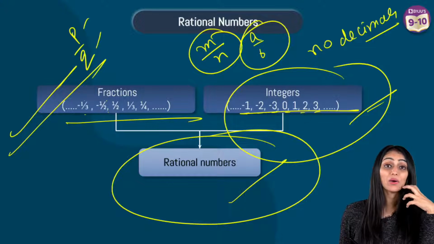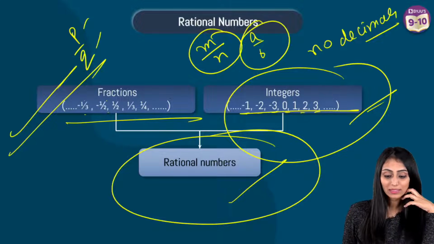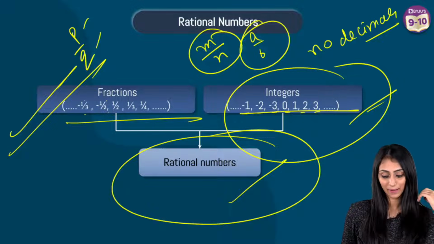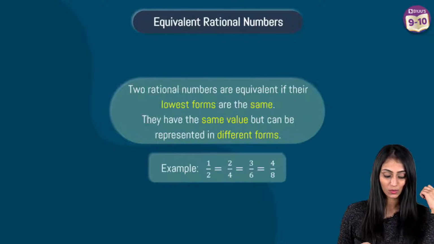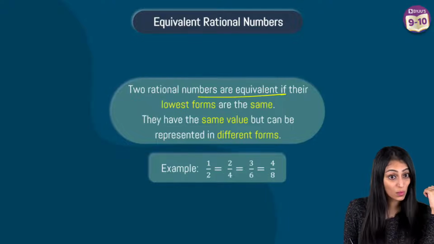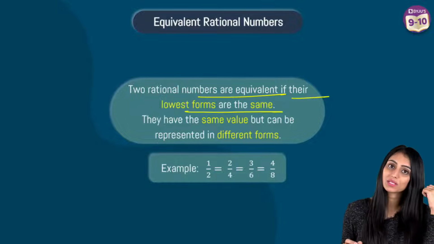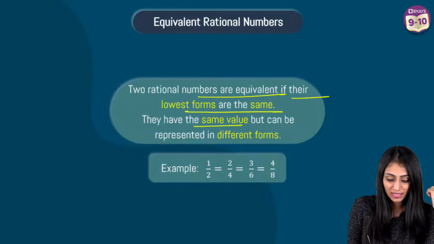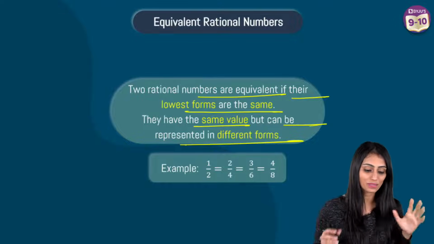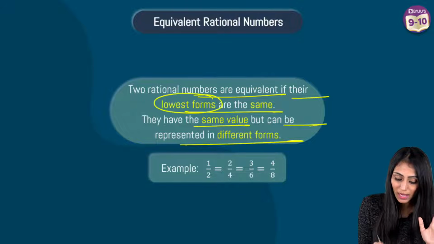Since we are talking about rational numbers, what about equivalent rational numbers? Let's take a look. Two rational numbers are said to be equivalent if their lowest forms are the same. That means they have the same value but can be represented in different forms. What do we mean by lowest form?